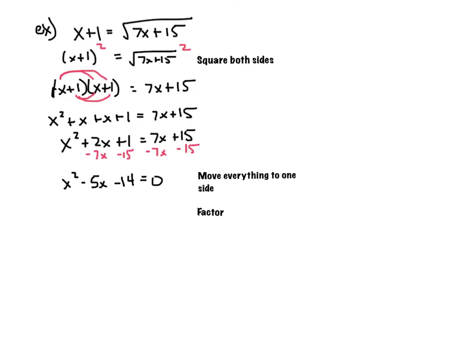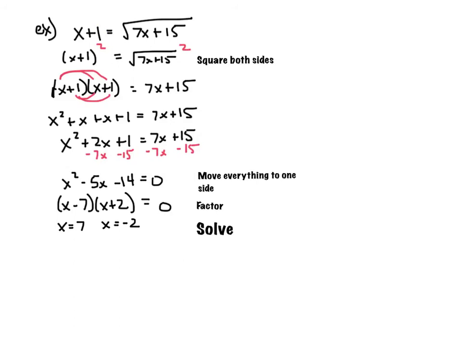I need to see if I can factor it. Since it's just an x squared in the first term, I just need two numbers that multiply to negative 14 and add to negative 5. So we have x minus 7 times x plus 2 is equal to 0. Finally, you solve. So by setting each term equal to 0, if x minus 7 equals 0, then x equals 7, and x equals negative 2.